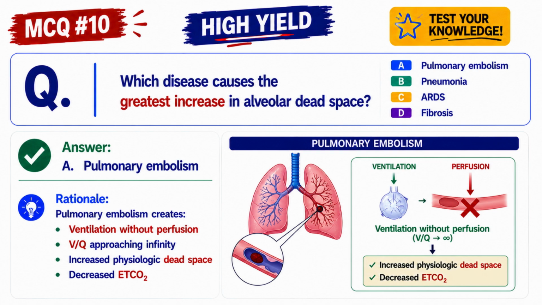Pulmonary embolism is the classic dead space creator. A clot lodges in a pulmonary artery. Blood flow to that region of the lung is obstructed. Blood cannot reach those alveoli, but ventilation continues. The alveoli are still being inflated with each breath. Fresh gas arrives. CO2 is not delivered because no blood is arriving. No gas exchange occurs. This is alveolar dead space, ventilated alveoli with no perfusion.